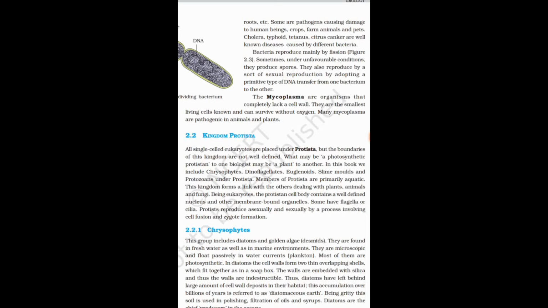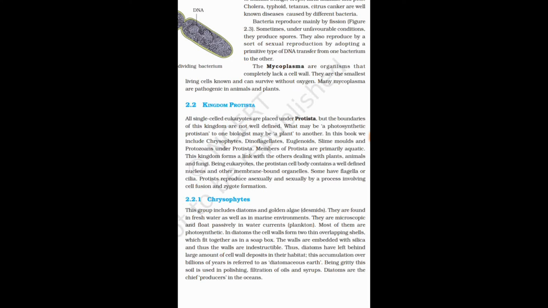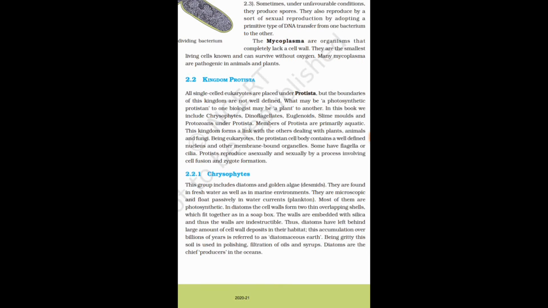2.2.1 Chrysophytes. This group includes diatoms and golden algae, desmids. They are found in freshwater as well as marine environments. They are microscopic and float passively in water currents, as plankton. Most of them are photosynthetic.